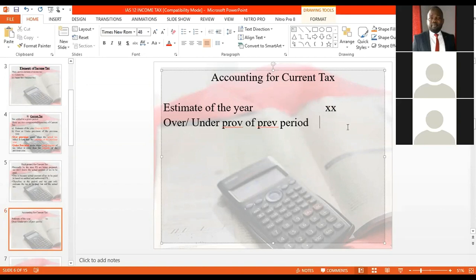You need to find out what is your estimate of the year, which will be very clear in a question. So estimate of the year, the estimate of the current year. Remember, when I talk of estimate of the year, I'm referring to current. Estimate of the current year.